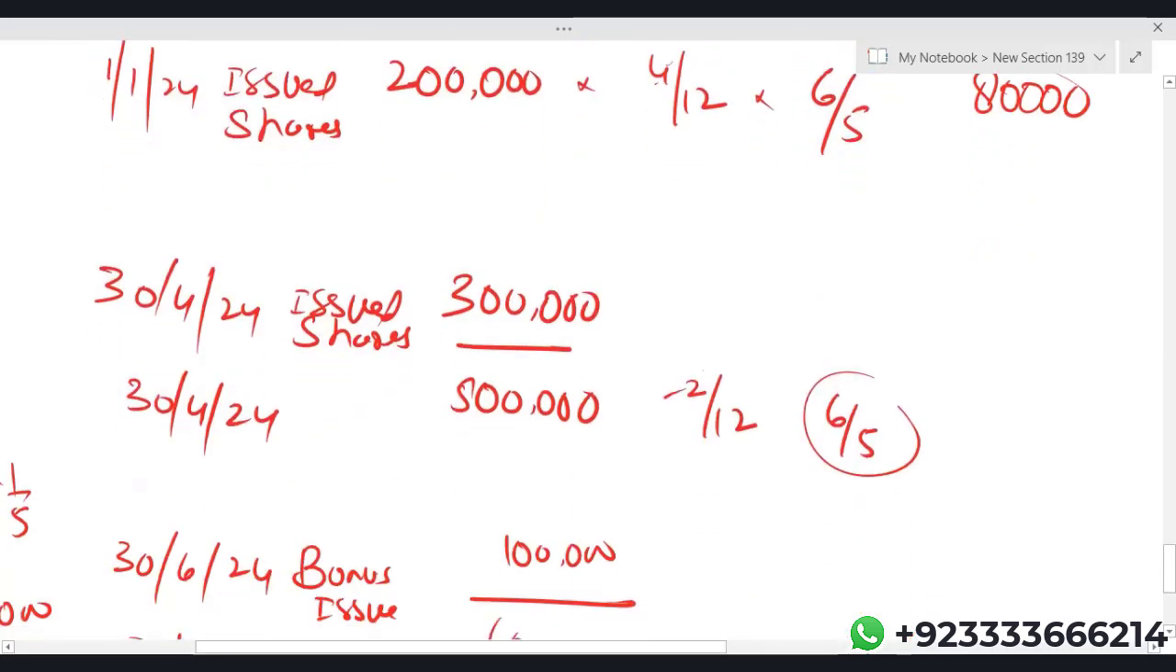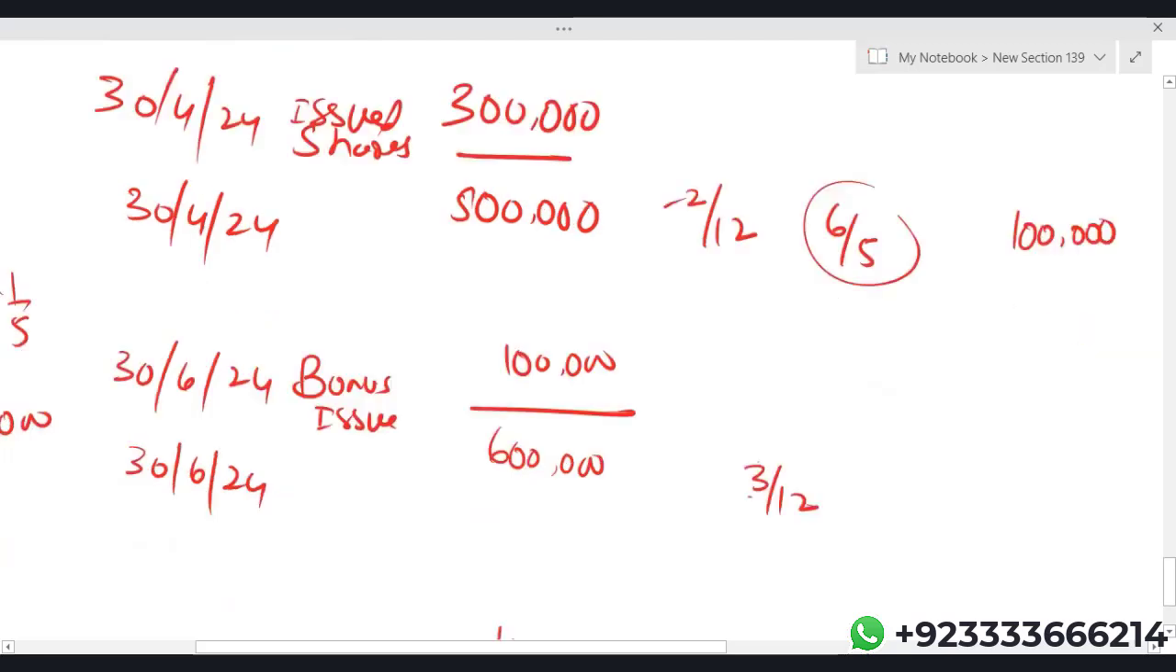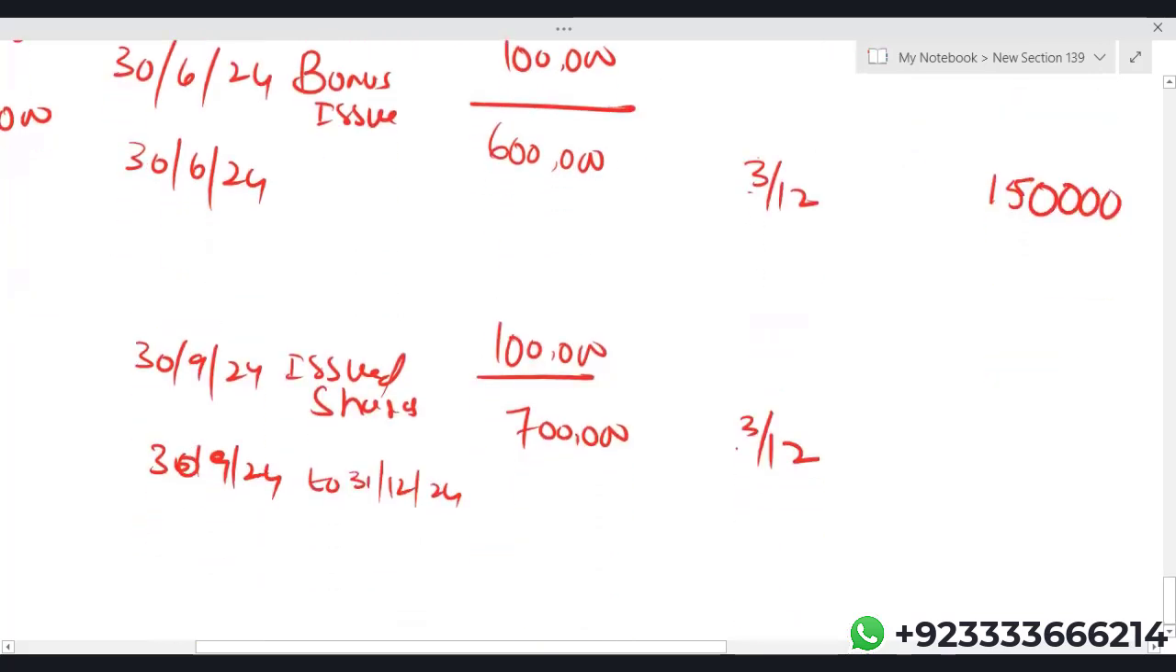Okay, now 500,000, 2 upon 12, 6 by 5. 1 lakh. 600,000, 150. 700,000, 1,75,000.